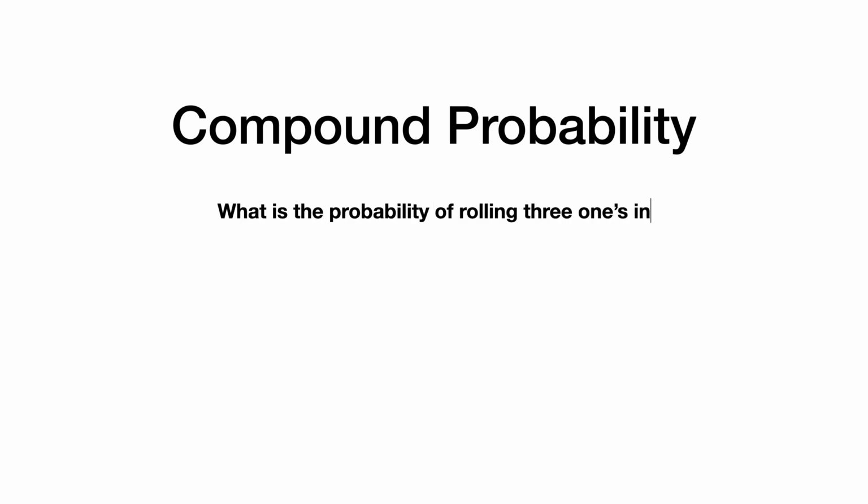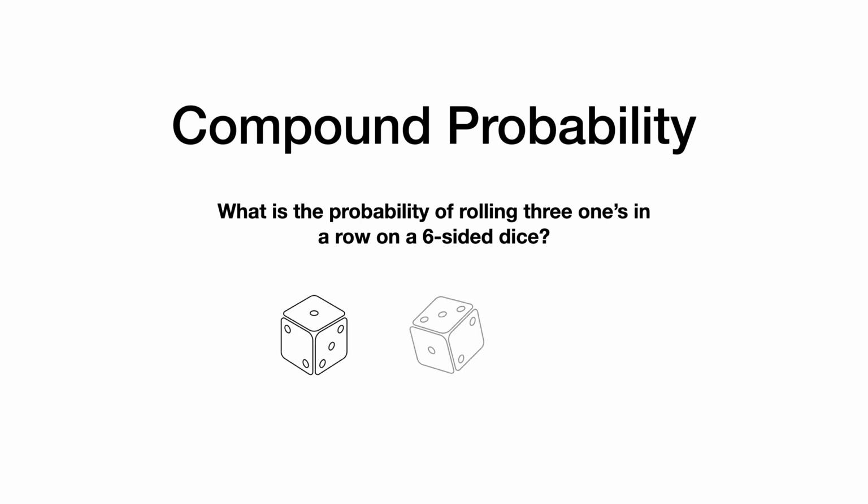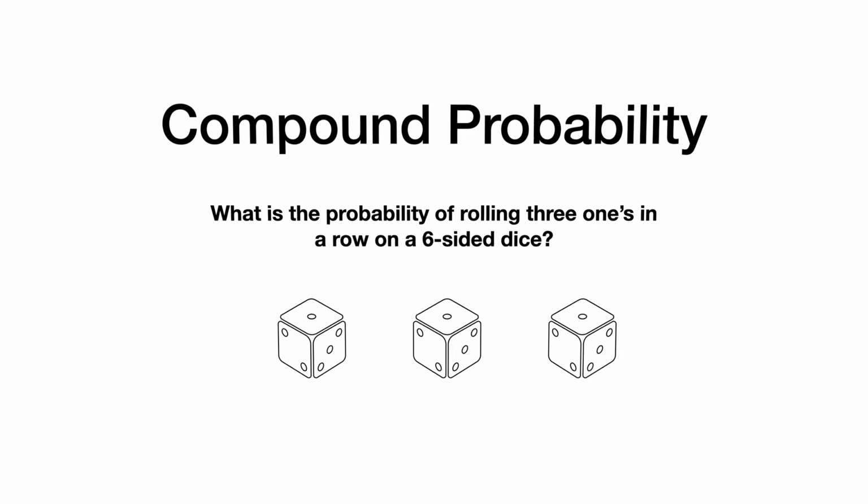In this video, we're looking at compound probability. Compound probability is how you answer questions like this: what is the probability of rolling 3 ones in a row on a 6-sided dice? That would be if you rolled a 1, then rolled again and got another 1, and rolled a third time and got another 1. So what are the chances of getting 3 ones in a row? Let's go ahead and find out.